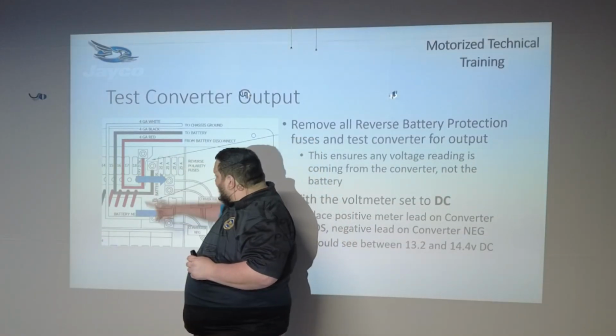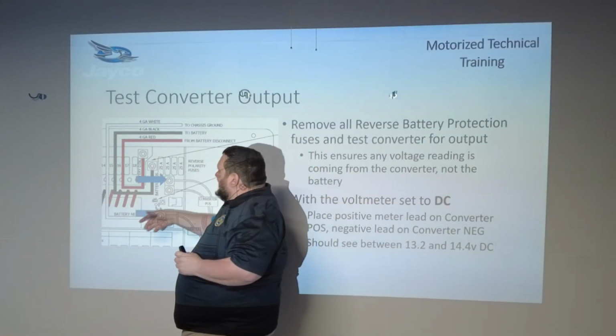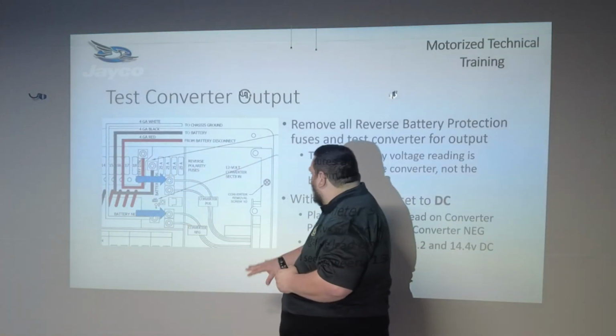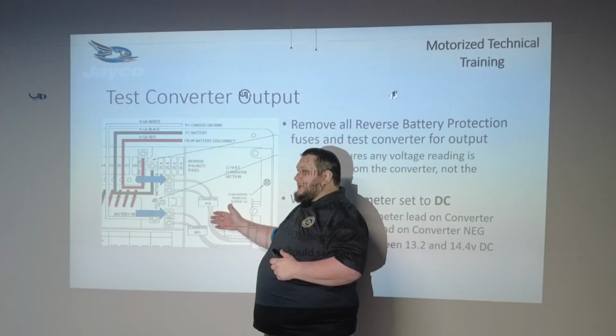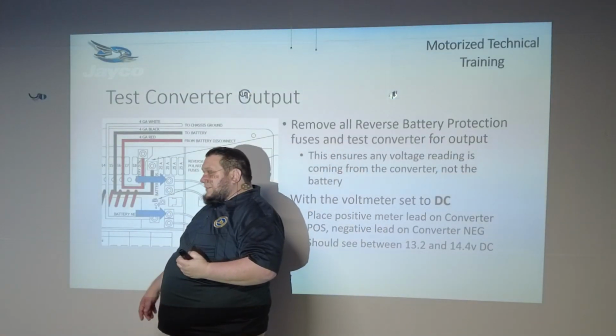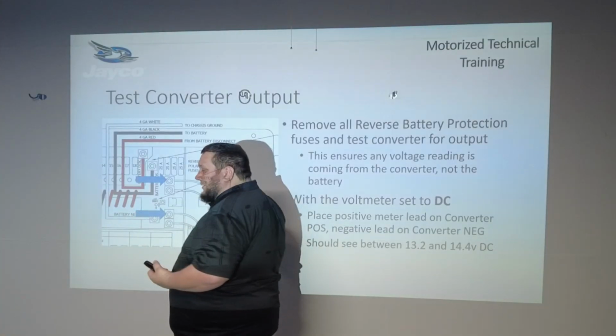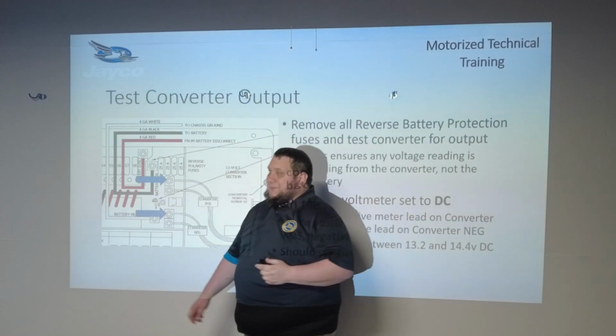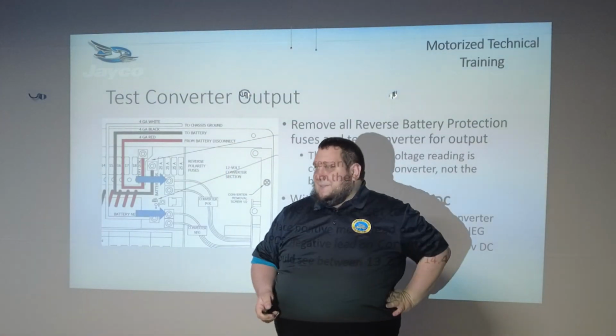If those are still in here and you test right here, let's say our battery is at 13, 13.5 volts. Our converter is supposed to output at 14 volts. We test right here, we see 13.5. How do we know that's not the battery rather than the converter outputting? That's where we remove those fuses and test for power. Does that make sense?